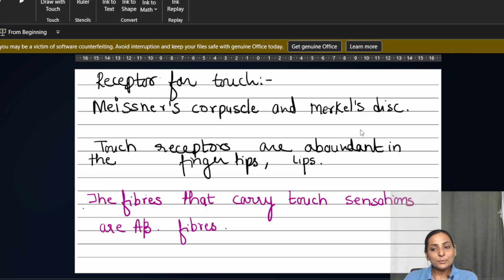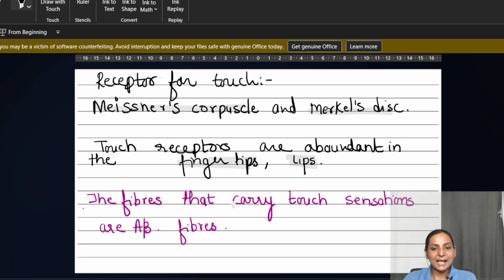So how will you begin your answer? The receptors for the touch are the Meissner's corpuscles and the Merkel's disc. These are the receptors for touch. So you need to mention, because the question is asked from the periphery, the Meissner's corpuscles and the Merkel's disc. And you must remember that these touch receptors are abundantly present in the fingers, especially the tips, and the lips, whereas over the back comparatively they are less. The receptors are present in the hairy area and also in the non-hairy area or the glabrous skin.